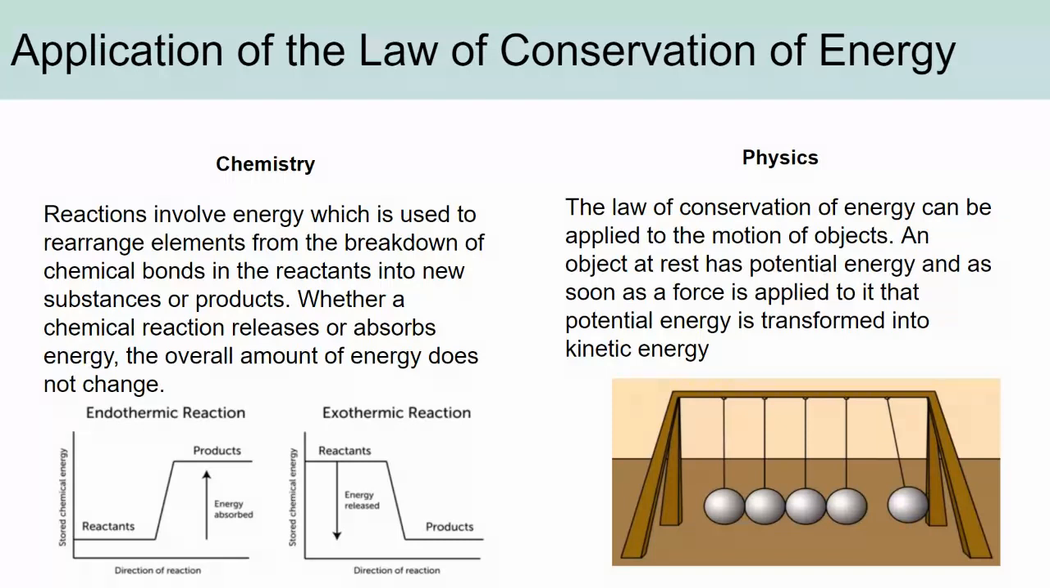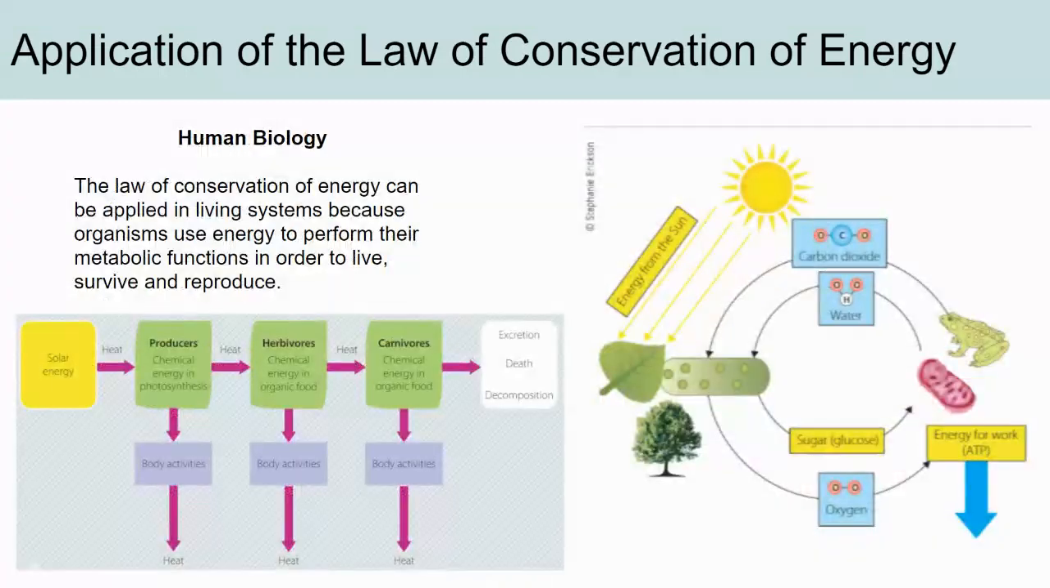In physics, we look at the law of conservation of energy being applied to how objects move and the motion that we'll see there. So an object at rest has potential energy, and then once a force is applied, that potential energy is transformed into kinetic energy, which then will dissipate as heat, and then we'll see that object regain its potential energy again.